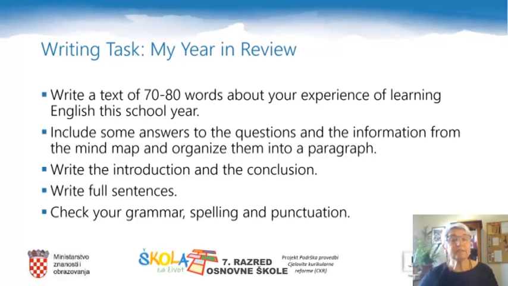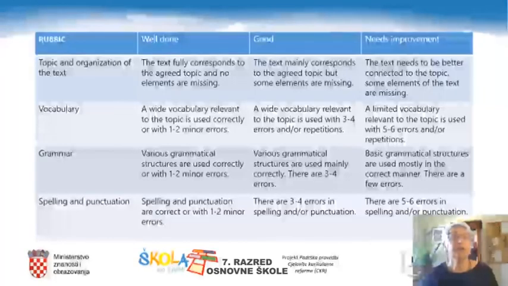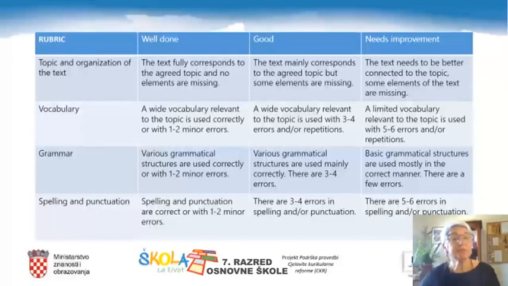You will write 70 to 80 words about this school year and include some of the answers and the information from the mind map, and we will organize your thoughts into a paragraph. Then you will write the introduction and the conclusion, and you will check your writing. This rubric can help you write a good text.